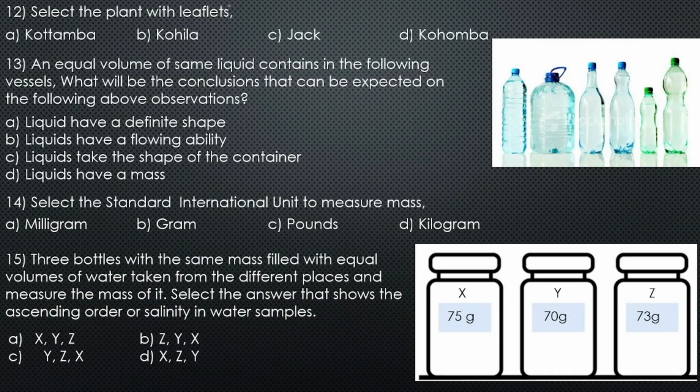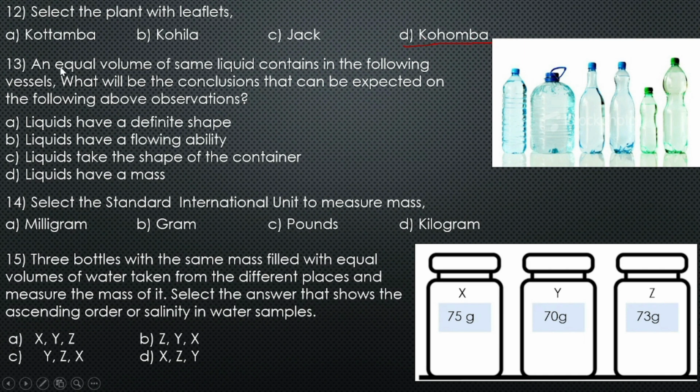12th. Select the plant with leaflets. Kotamba, Kohila, Jack, Kohombe, or neem. Actually, letter D shows Kohombe or neem. Of course, they have leaf, and these leaf are divided into leaflets. Therefore, Kohombe is the answer.